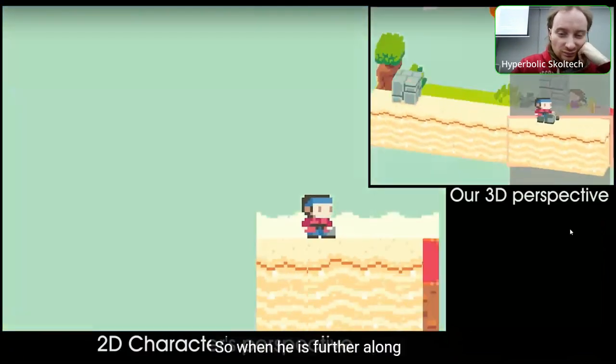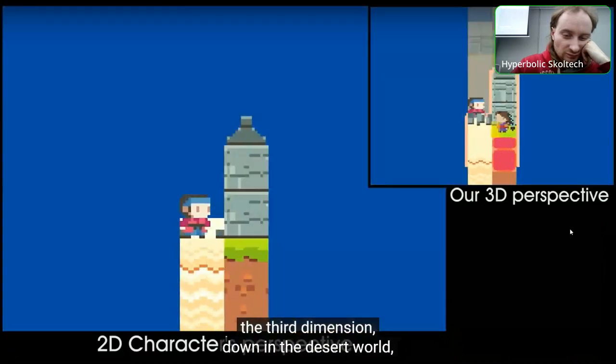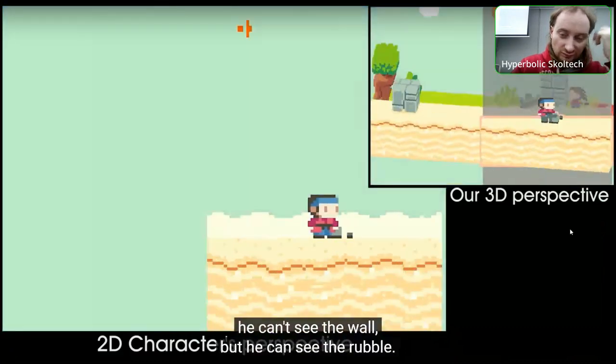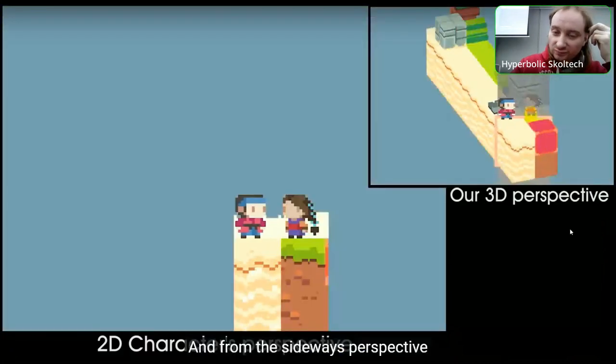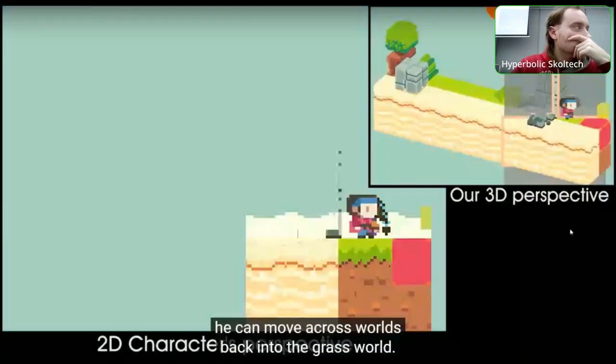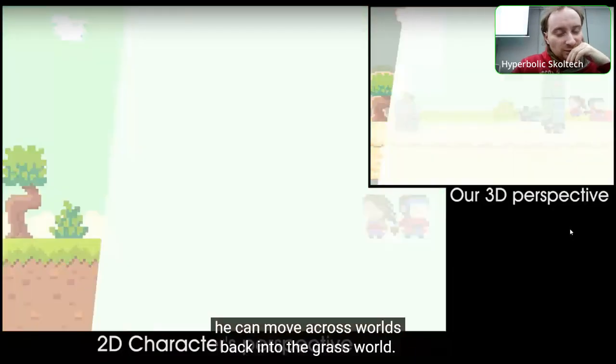So when he's moving along the third dimension, down in the desert world, he can't see the wall, but he can see the road. And from the sideways perspective, he can move across worlds. But back to our problem.